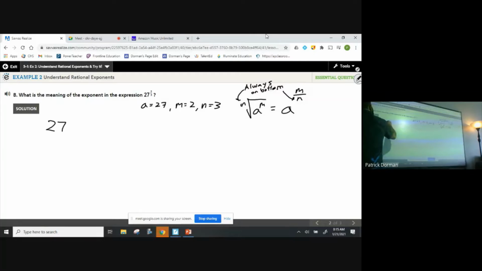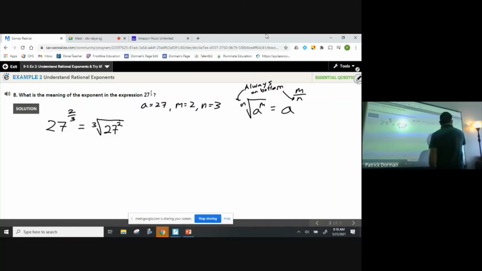So I'll say that 27 to the 2/3 power is going to be equal to a root. I know 27 is going to go in there, and the 3 is going to go in there, and the 2 there. I just want to go ahead and work this thing out, right? And it's kind of cool to look at this, that to say that these things are also the same, right?